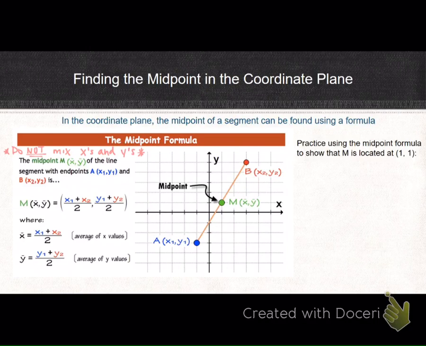So we're going to practice using the midpoint formula to prove that M is located at 1, 1. We need the ordered pair for A and the ordered pair for B. So Jill, what's the ordered pair for A? Negative 1, 3. Be careful. Negative 1. 3 isn't wrong. What did you forget? Oh, negative. There you go. And Logan, what's the ordered pair for B? 3, 5.